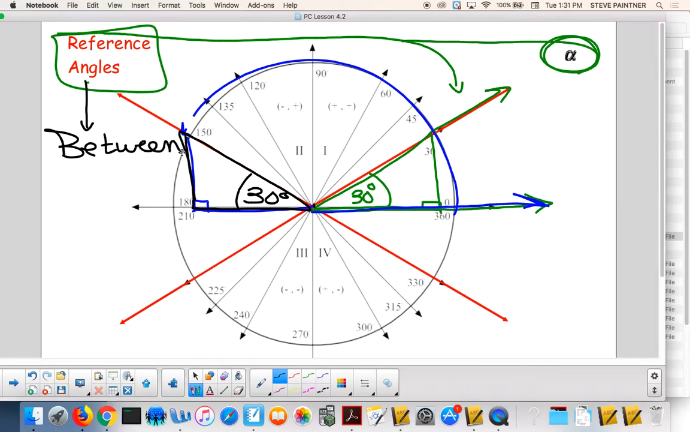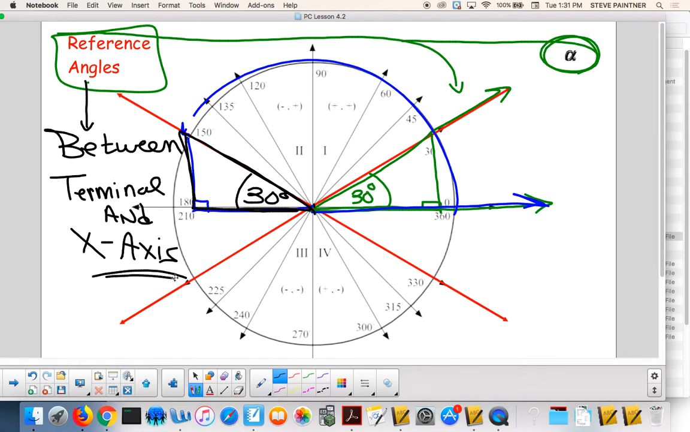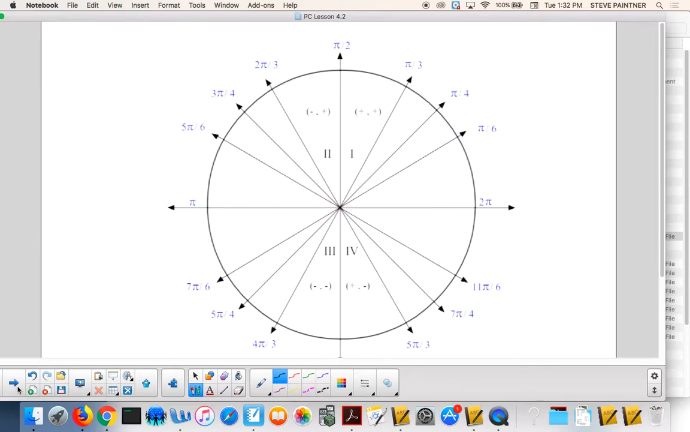Where is it between? Give me the two lines it falls between. This line? Terminal and initial. Terminal and what? Initial. X-axis. And x-axis. Yep. There you go. This is where you find it, guys. It's between the terminal side and the x-axis. Right there. See, you said closest to the origin. That kind of works too. Okay? That's a reference angle. You need to know what they are.